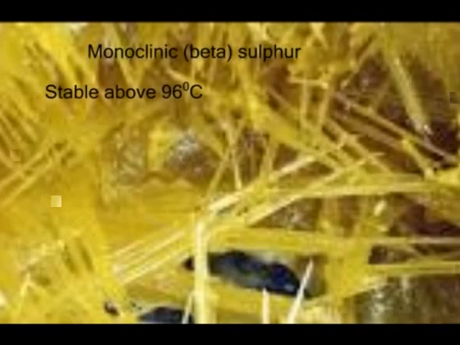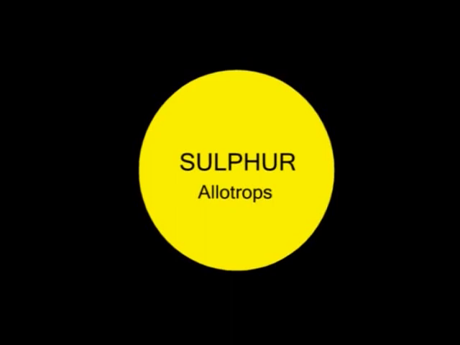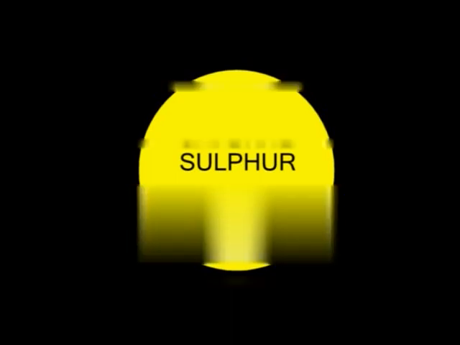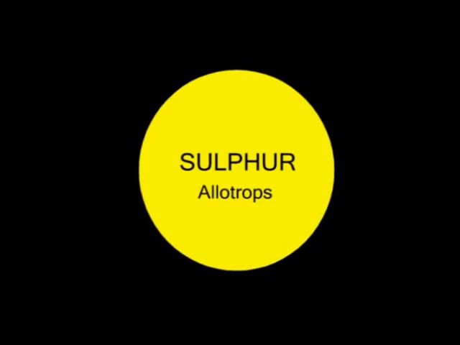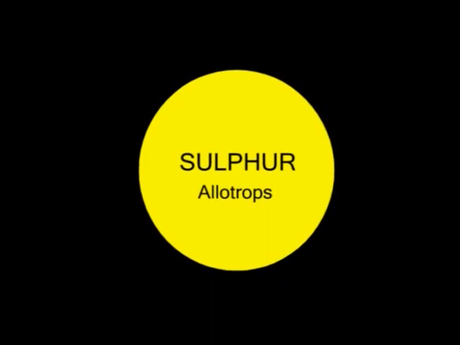96 is the transition temperature. When a solid exists in several different forms in the same state, it is said to show allotropy. The different forms are called allotropes. The allotropes have the same chemical properties, but different physical properties.